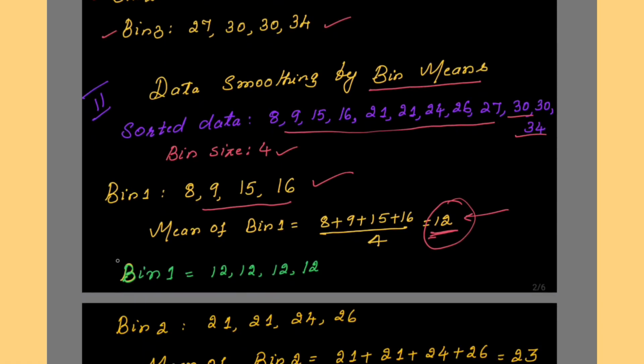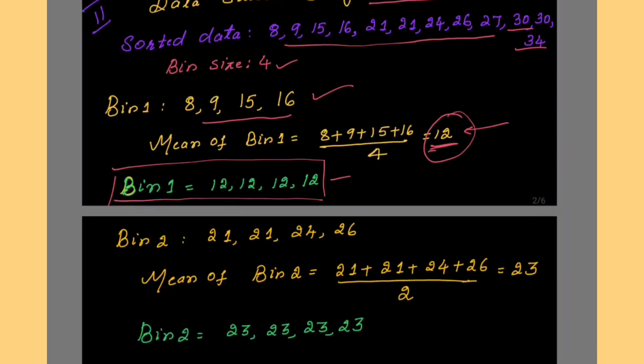So your bin 1 will have 12, 12, 12, 12. Earlier it was 8, 9, 15, 16. After applying the bin means method, your bin 1 elements have become 12, 12, 12, 12. This is the solution for the first set, that is bin 1.